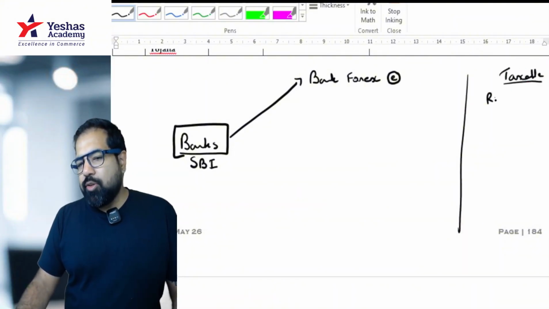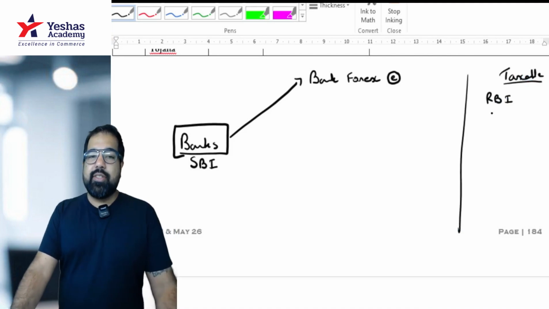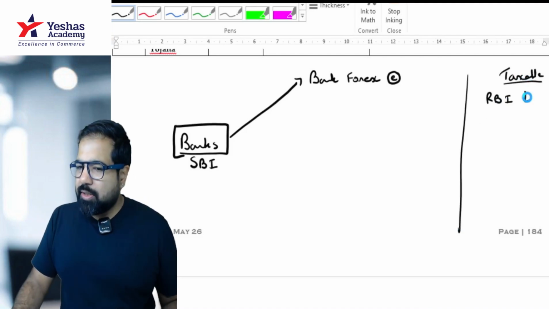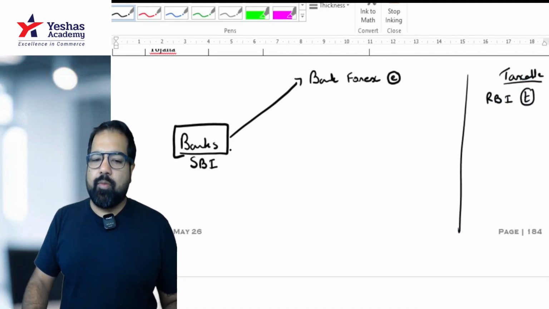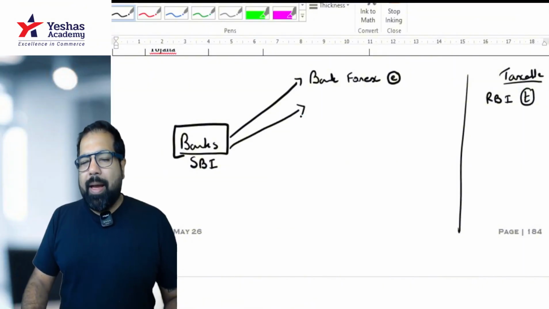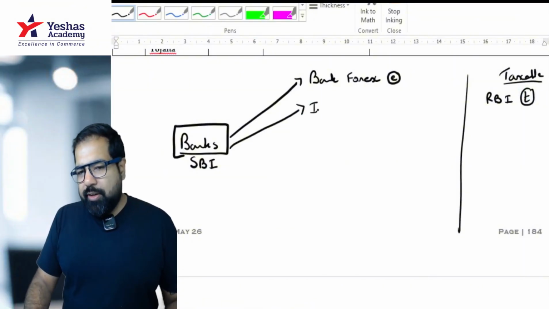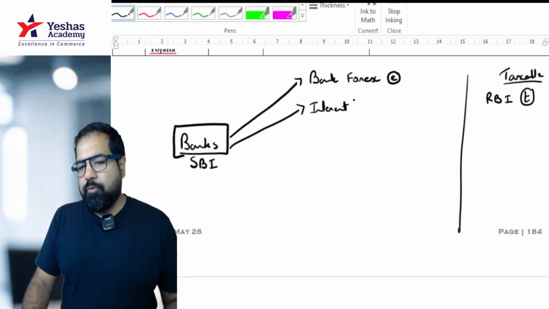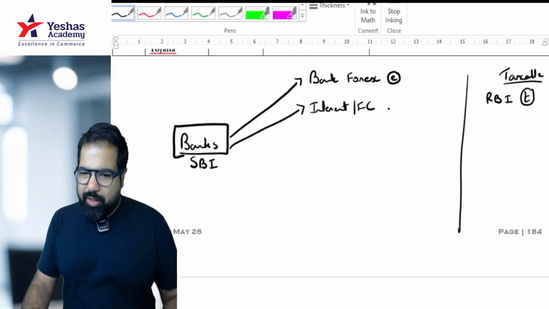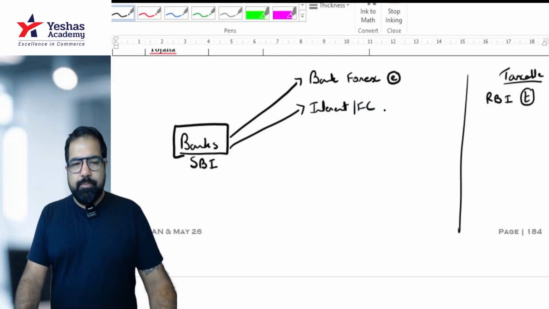I'm putting here the taxable part. Earlier, guys, RBI services used to be exempt. RBI services are now taxable. Keep that in mind. Next, when the banks give you interest or they charge you interest, they can call it interest or they can call it finance charges. On all these interest or finance charges, they will never charge any GST to you.